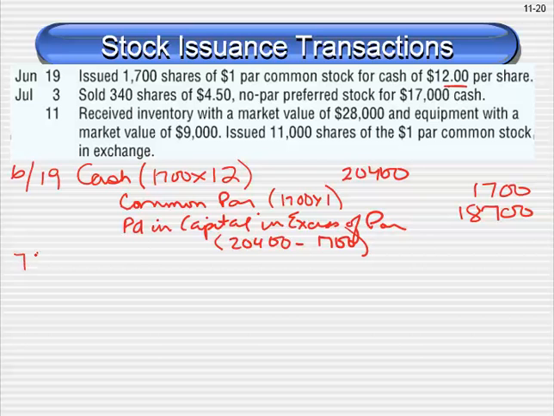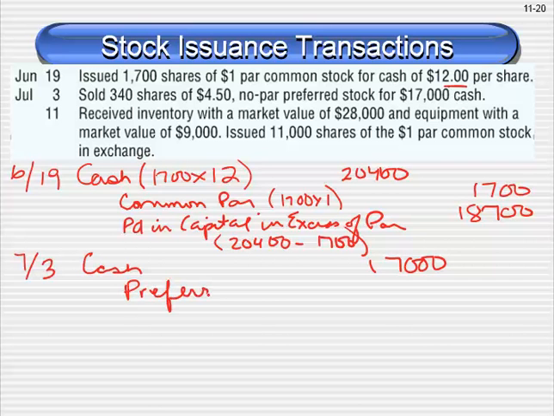Then on July 3rd, it says we sold 340 shares of $4.50 no par preferred stock for $17,000 in cash. So this is no par preferred stock. We're just going to debit cash for, again, the amount of the issuance, which it says was $17,000. And we'll go ahead and credit our preferred stock for $17,000. The entire proceeds here get credited to preferred stock.